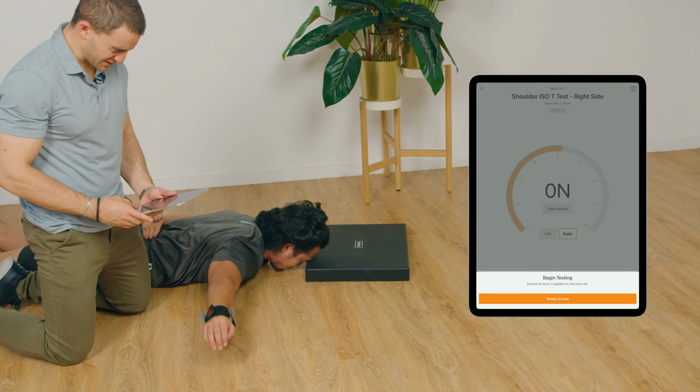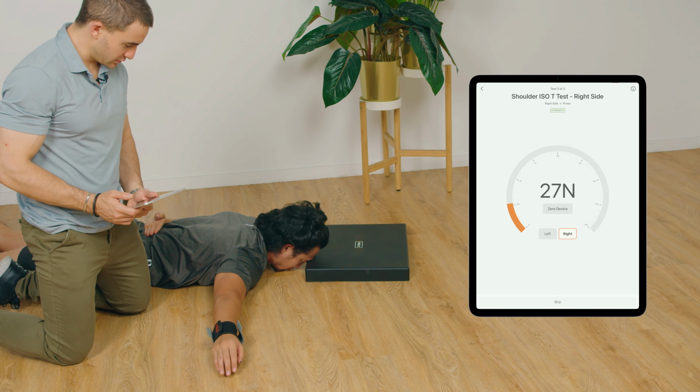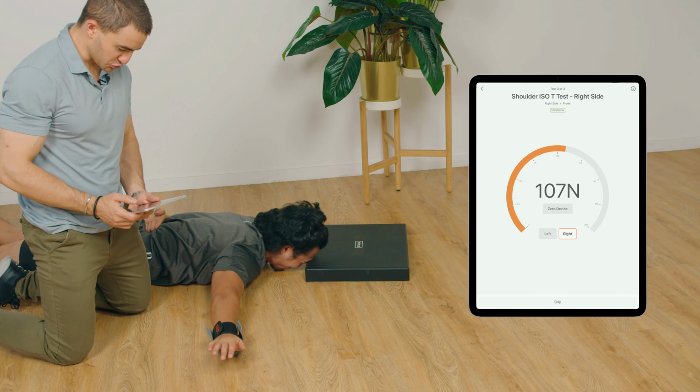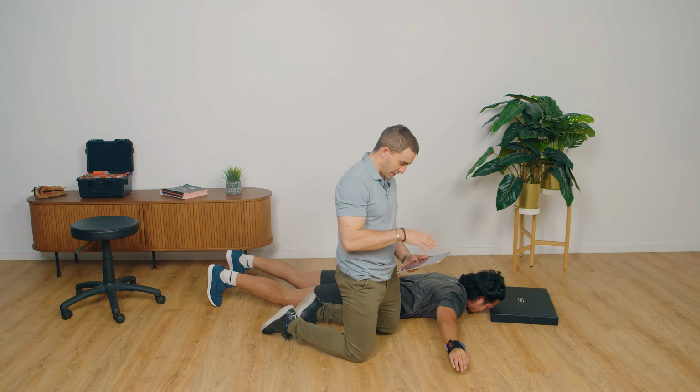Come on down into the T position and rest. Perfect. And 3, 2, 1, go. Push, push, push, and relax. Excellent. And we've got all our data there.